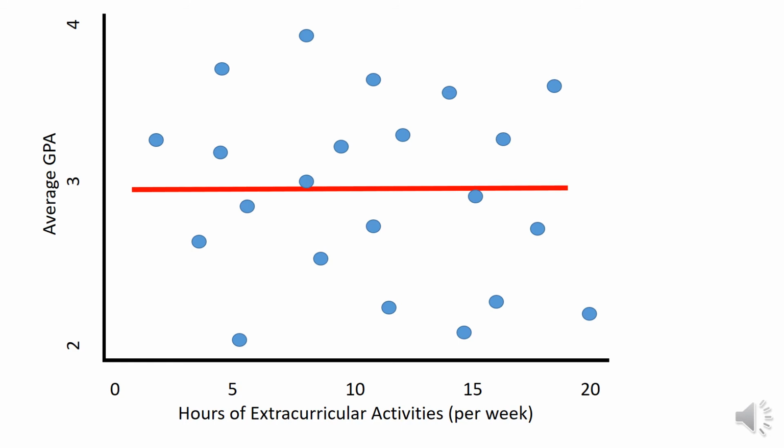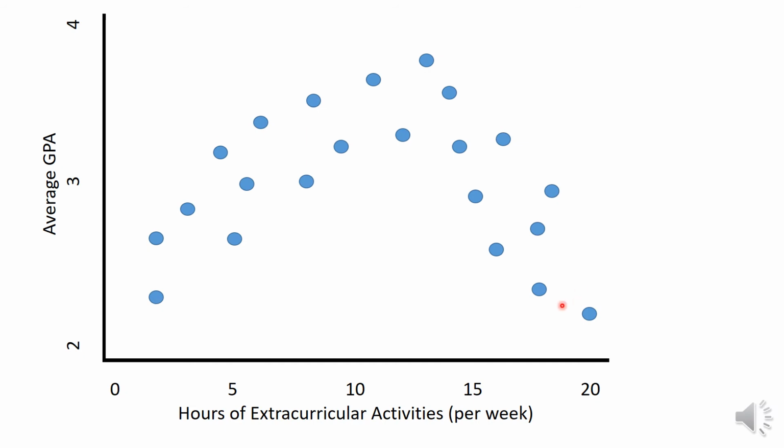I want to contrast this with a non-linear relationship. So here we have a relationship, but it's non-linear. We can see that those that have very few hours tend to have a low GPA. Those with a lot of hours also tend to have a low GPA, but those with a moderate amount of hours tend to have a very high GPA. And we can't really fit this well with a straight line, but with a curved line.